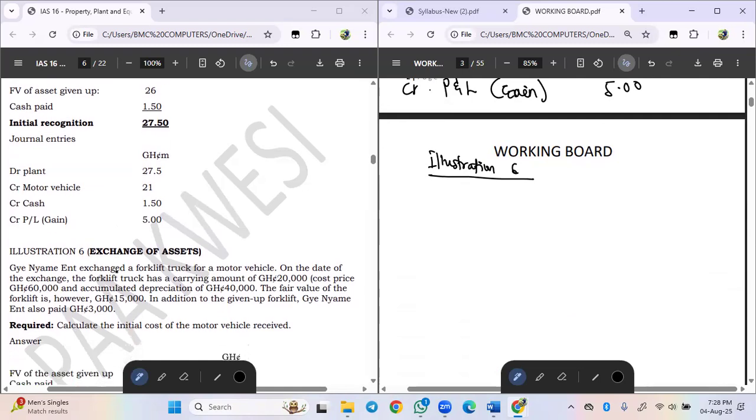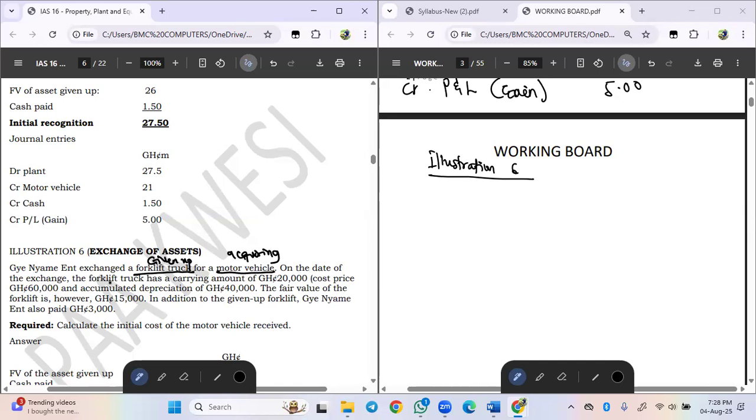Dynamic Enterprise exchanges a forklift truck. So the one giving up is what? Forklift truck. So you are giving this one up for a motor vehicle. Okay, so this is what you are acquiring. So you are acquiring a motor vehicle. So you want to swap your forklift for what? Motor vehicle. That is what it literally means.